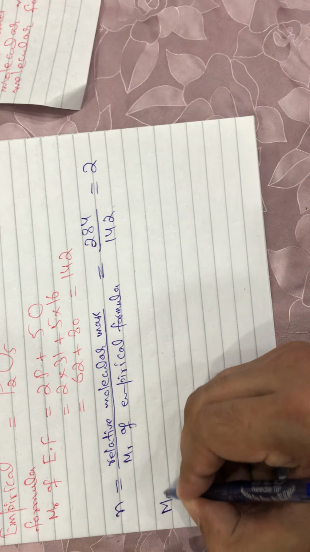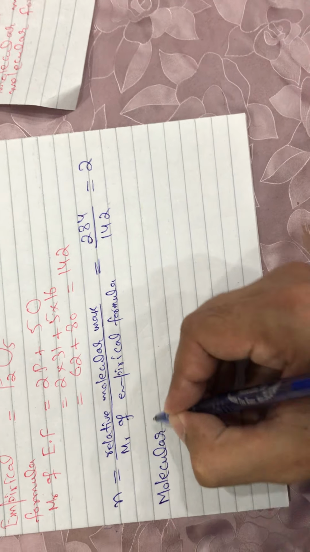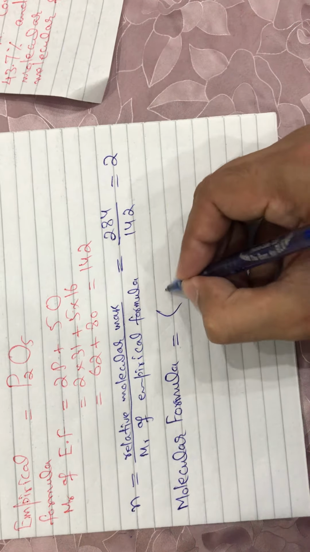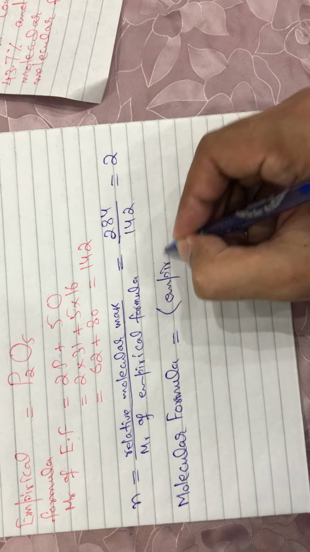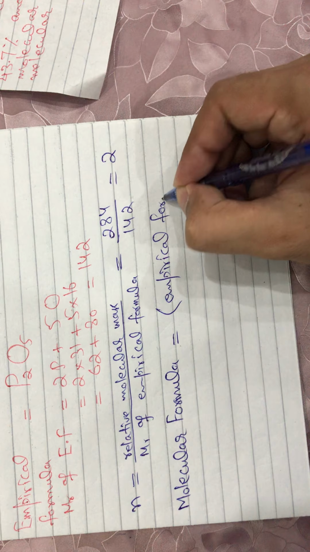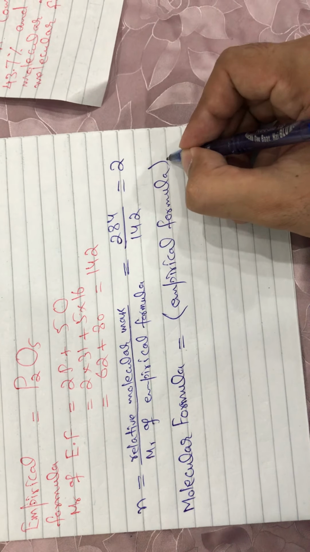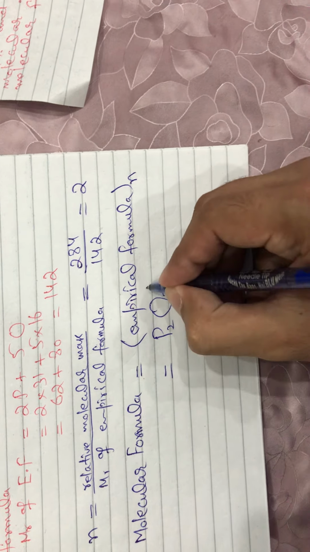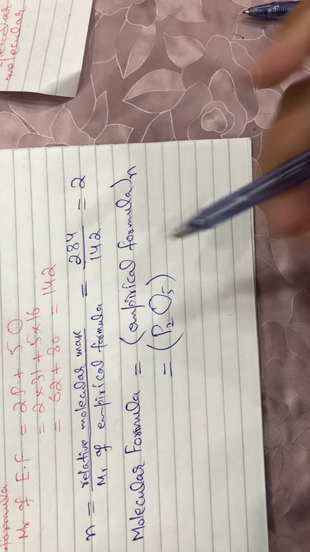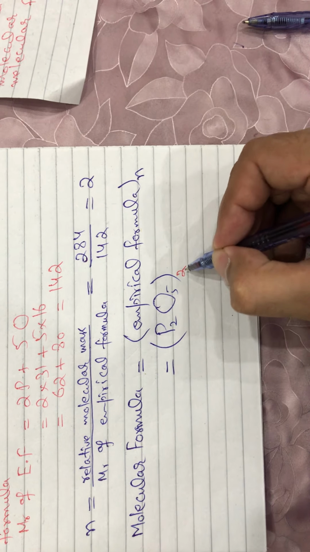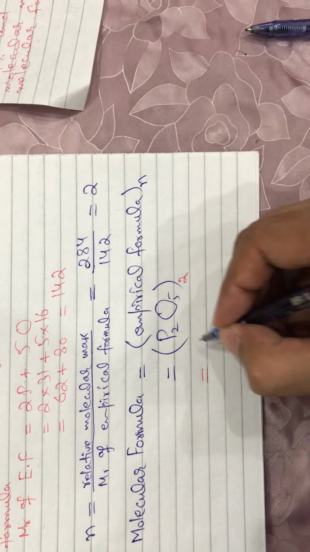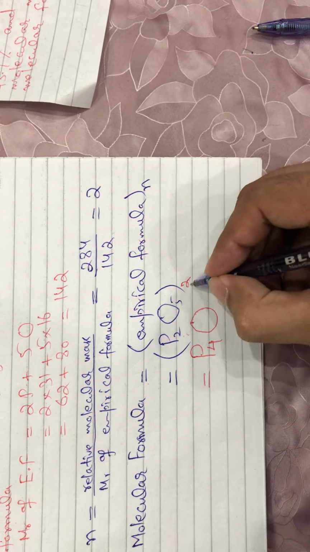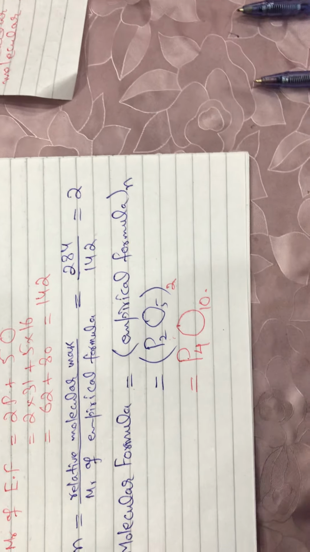So the molecular formula is the empirical formula multiplied by n. The empirical formula is P2O5 while our n value is 2. So 2 is multiplied with the values inside. For phosphorus, 2 times 2 is 4, and for oxygen, 5 times 2 is 10. So the molecular formula is P4O10.